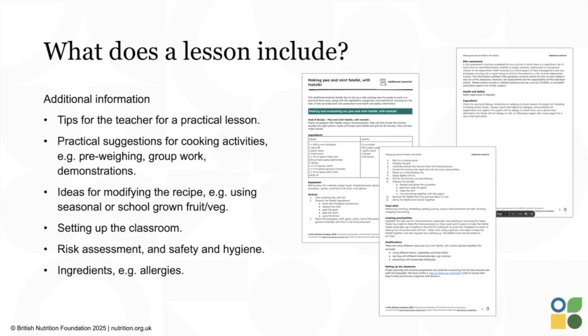You've got ideas for modifying the recipe, so the ingredients. So that could be as simple as using seasonal ingredients or homegrown or school-grown ingredients. But also it might be that we suggest that you use a different type of grain or pasta or rice or something like that. So we're giving a little bit of creativity perhaps to the recipe.